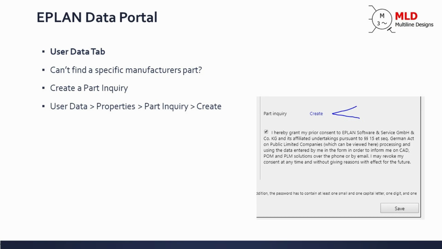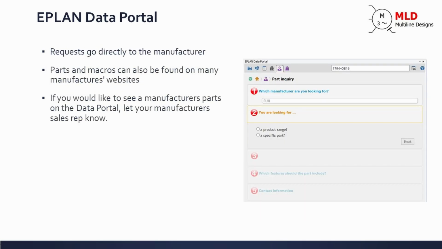If you're looking for a part on the data portal from a specific manufacturer that has items on the data portal, but you can't seem to find it, they may not have their whole product lineup on the data portal. You can use the create tool to submit a request directly to the EPLAN CAD admin at that manufacturer to provide that information on the data portal. All right. So I would go there, but it has quite a bit of my personal information on that tab.